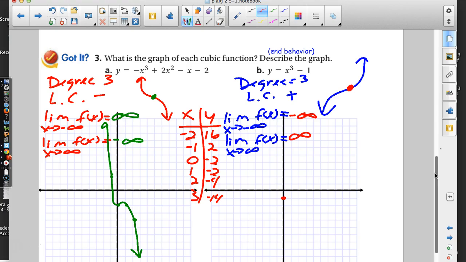So I have even a little bit more that I know about this graph before I get started. X to the third minus 1. Ta-da! Second table. Negative 2, negative 9, negative 1, negative 2, 0, negative 1, 1, 0, 2, 7. All of those will fit really nicely.